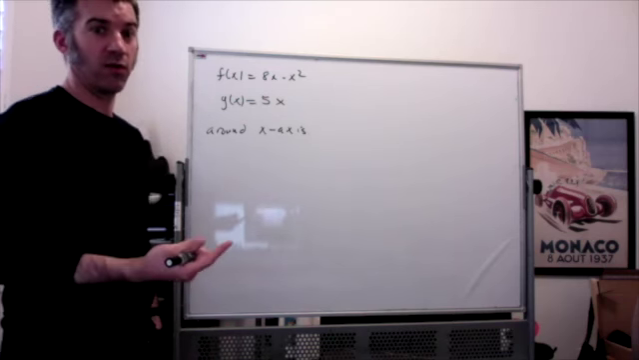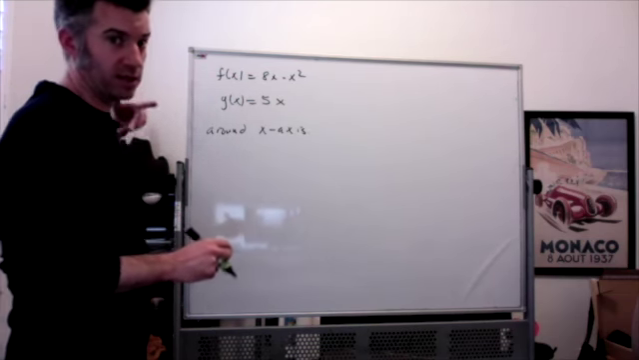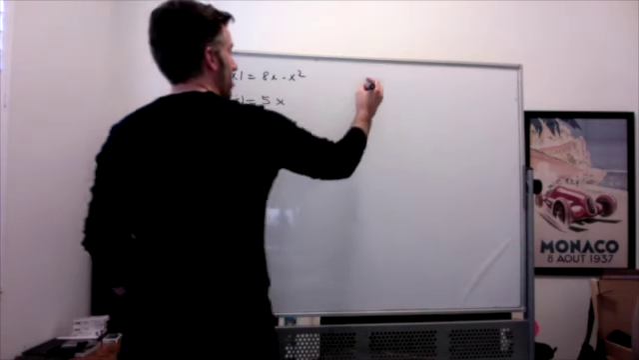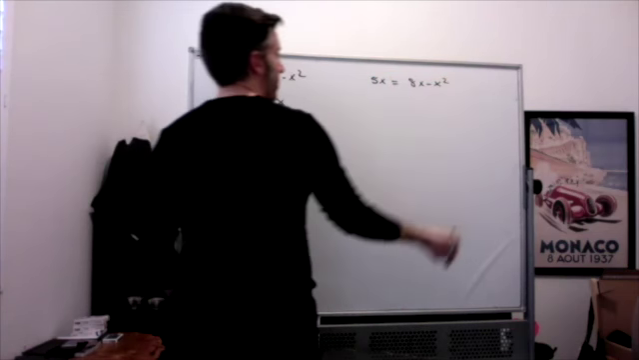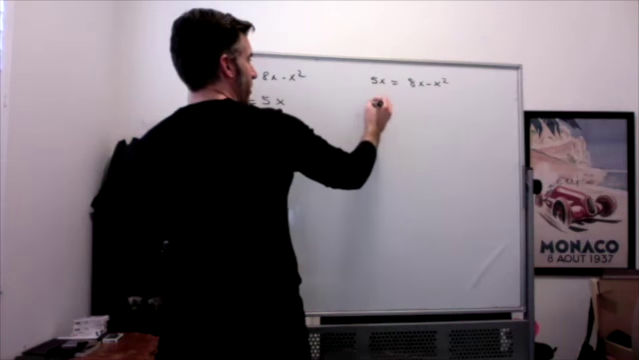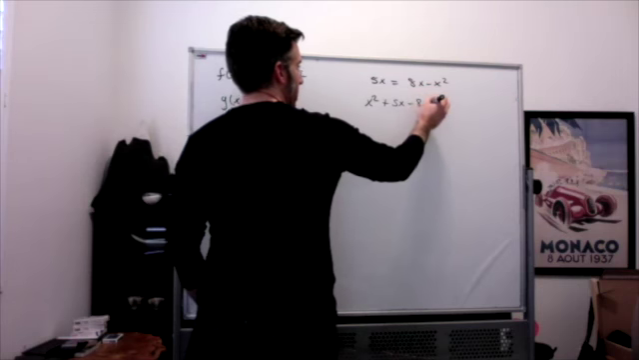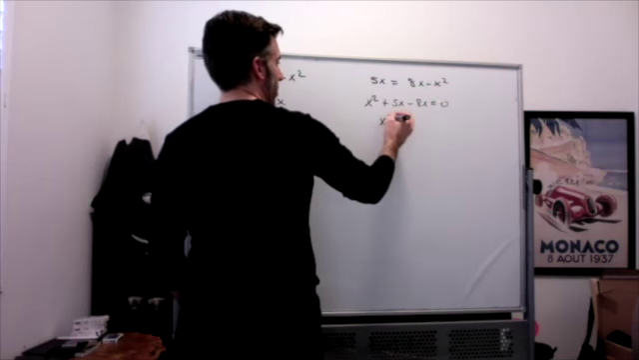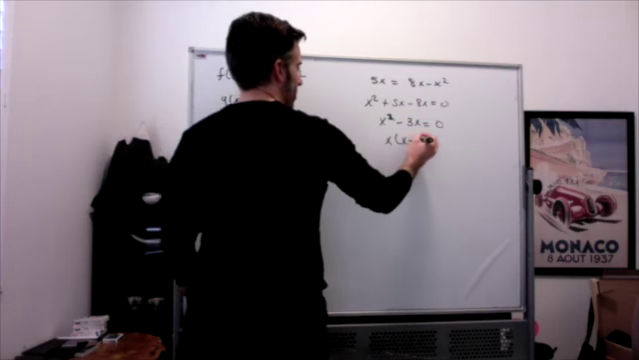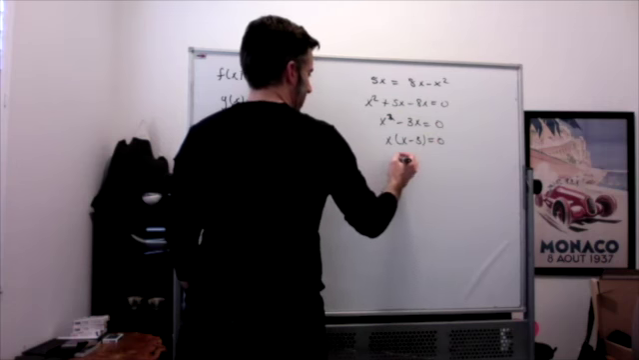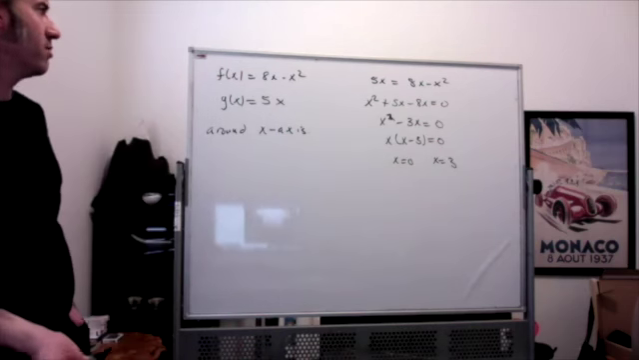So again, we're trying to set up an integral for the volume of the region bounded by these two functions rotated around the x-axis. So I need to find where these intersect. So I'm going to set 5x equal to 8x minus x squared. I'm going to bring everything to the left. So I've got x squared plus 5x minus 8x equal to 0. So I've got x squared minus 3x equal to 0. So I've got x times x minus 3 equal to 0. So I get x equal to 0 and x equal to 3.